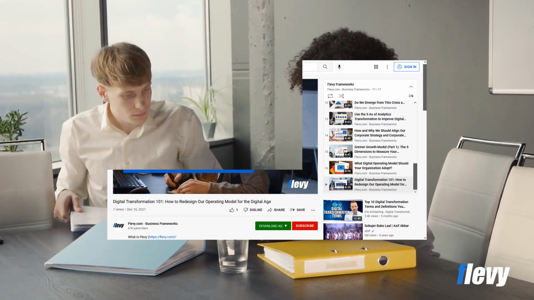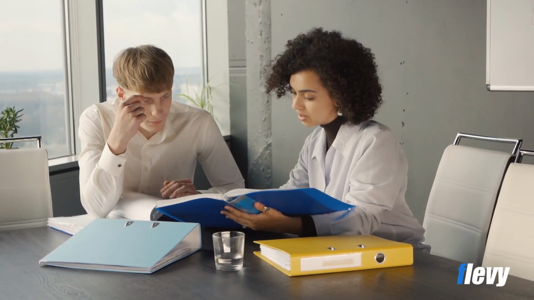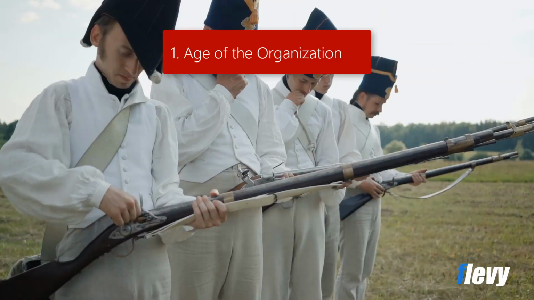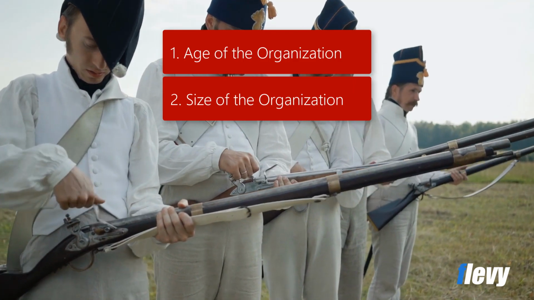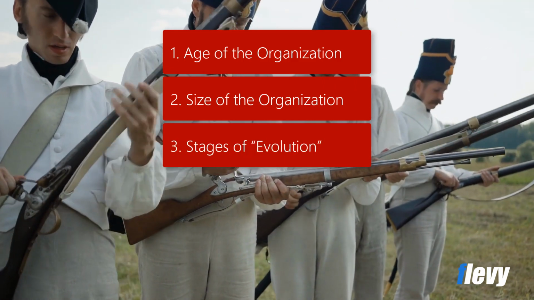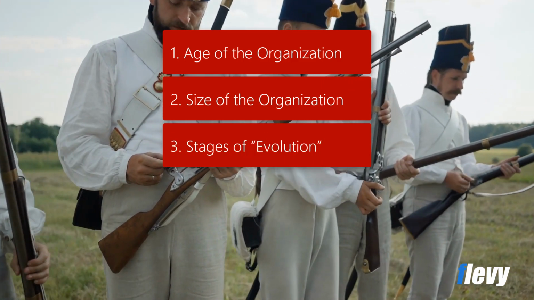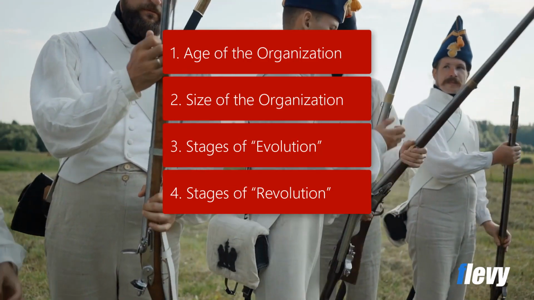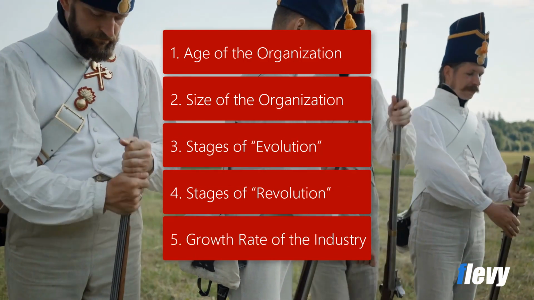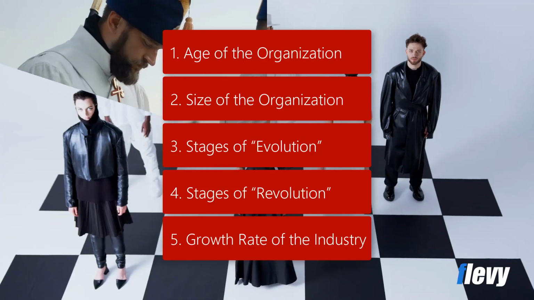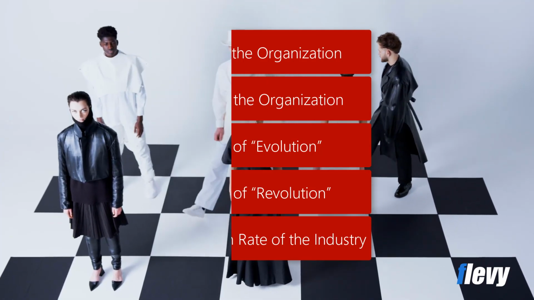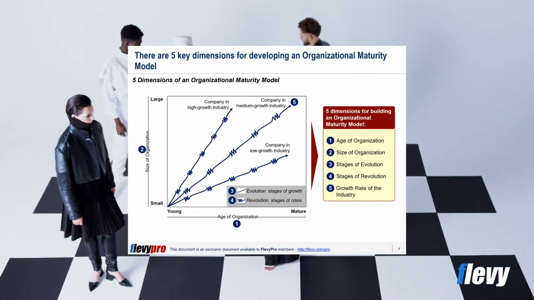As a reminder, these 5 dimensions are the following. 1. Age of the organization. 2. Size of the organization. 3. Stages of evolution. 4. Stages of revolution. And 5. Growth rate of the industry. These 5 key dimensions for developing an organizational maturity model are depicted on the PowerPoint slide.